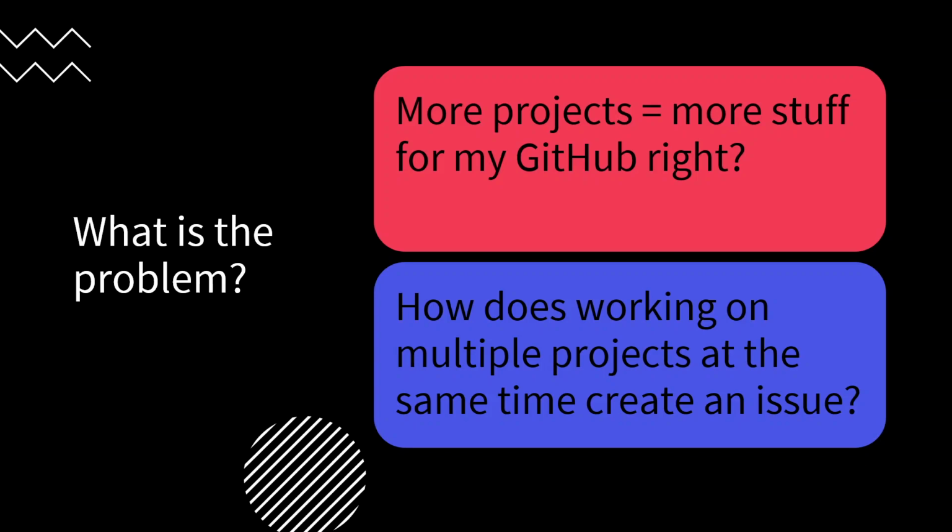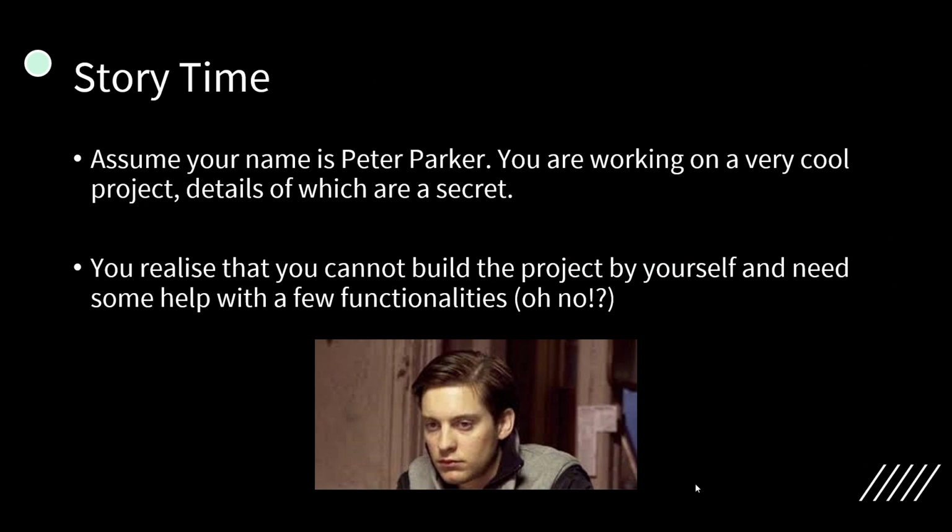But what exactly are these issues, and what do you mean by issues when you're working on a project? I mean, what could possibly go wrong, right? Well, it turns out a lot of stuff can go wrong. Just to give you an idea of what can go wrong, we're going to quickly go through a simple story. Your name is Peter Parker and you are working on a very cool project, and you keep working on it, and you hit a roadblock.